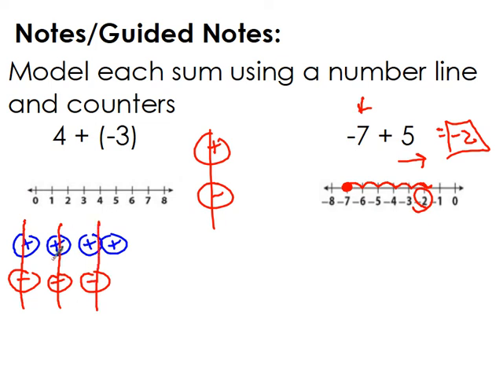So with all those zero pairs canceling out, I'm left with 1 remaining because I have no more negatives left, so I have nothing else I can cancel. So I have 1 positive left, so my answer is positive 1.